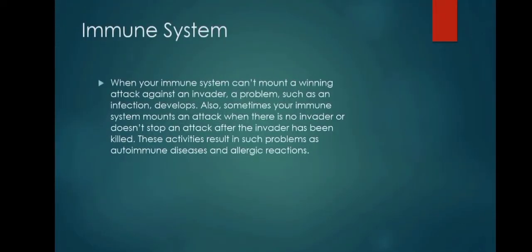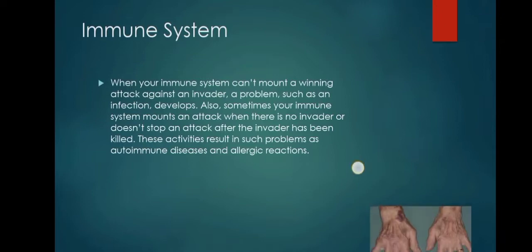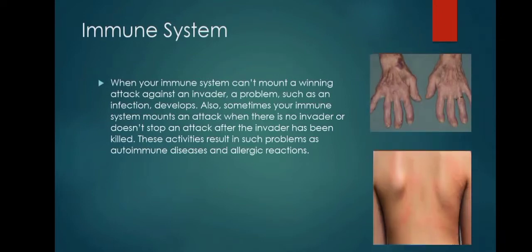On the other hand, when your immune system can't mount a winning attack against an invader, a problem such as an infection develops. Also, sometimes your immune system mounts an attack when there is no invader or doesn't stop an attack after the invader has been killed. These activities result in problems such as autoimmune diseases and allergic reactions.